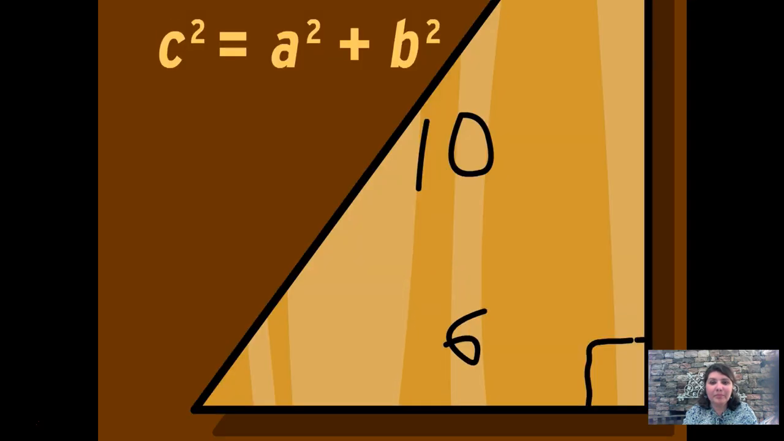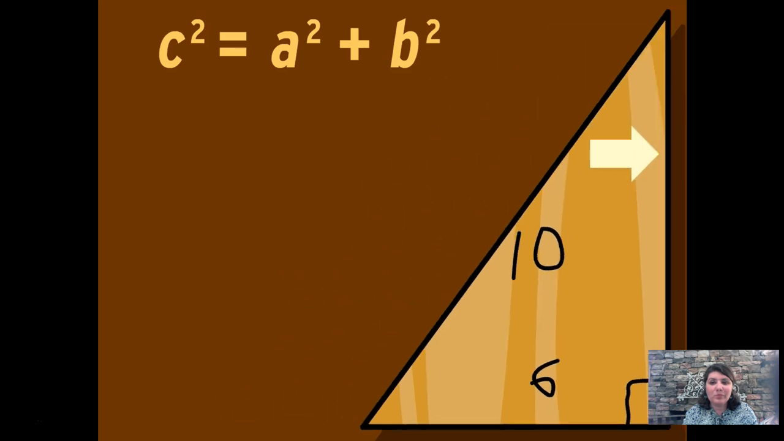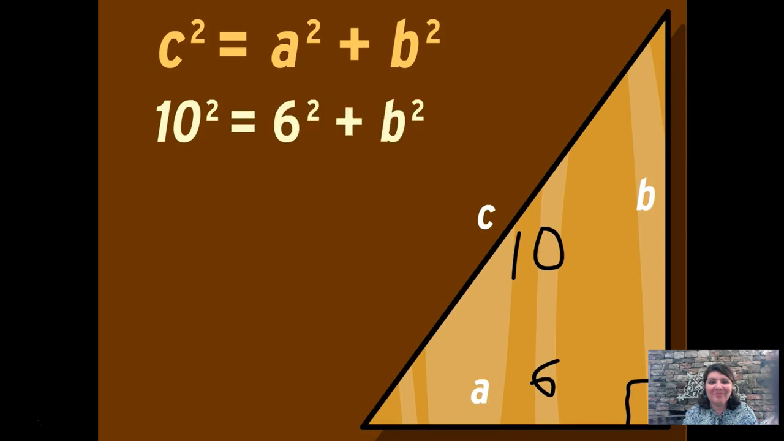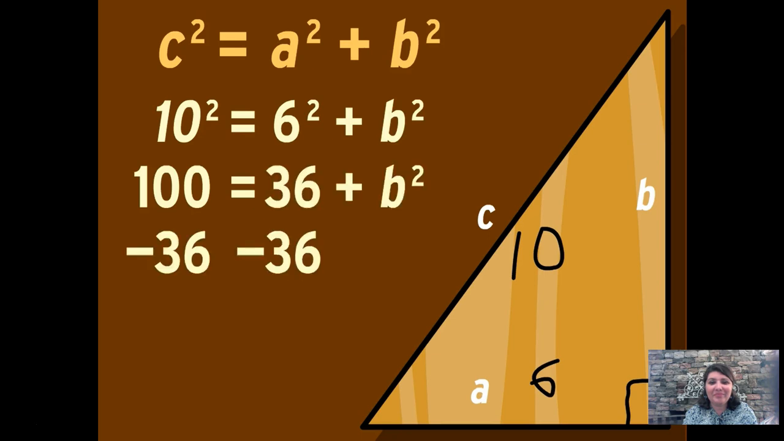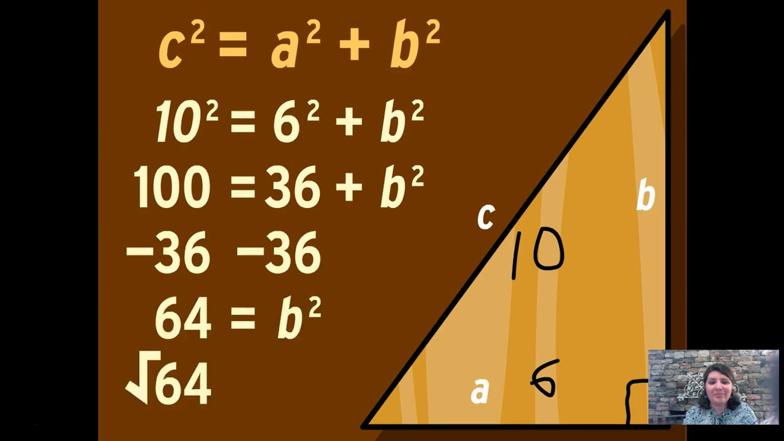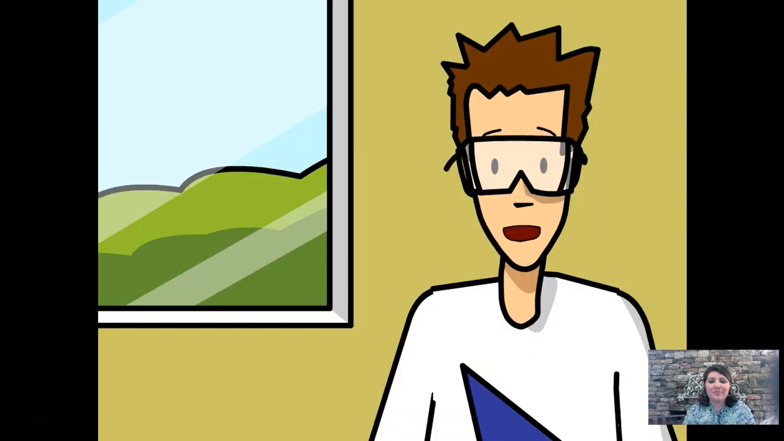We can use the Pythagorean theorem to find the length of a right triangle's leg as long as we know the lengths of the other leg and the hypotenuse. 10 squared is 100, and 6 squared is 36. We subtract 36 from each side, which gives us 64 equals B squared. B equals the square root of 64, which is 8. So leg B is 8 centimeters long. Pretty cool that the Pythagorean theorem works, eh, Moby?